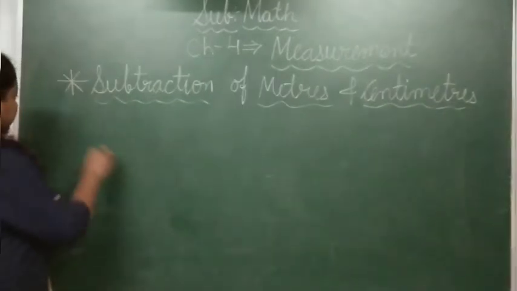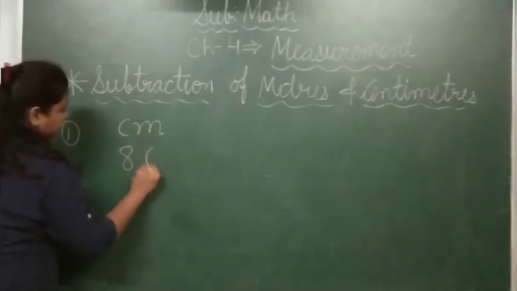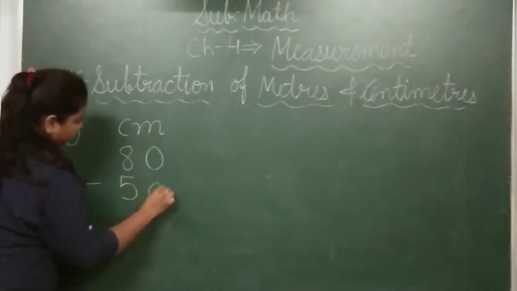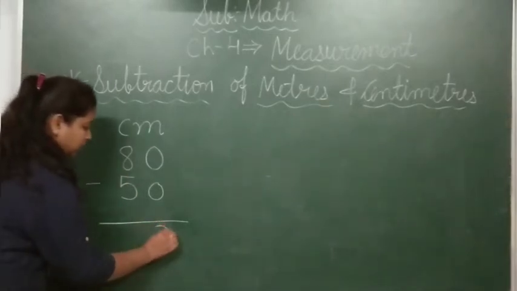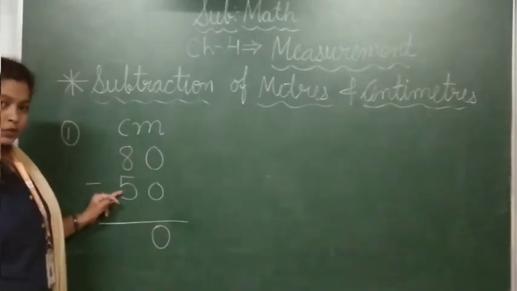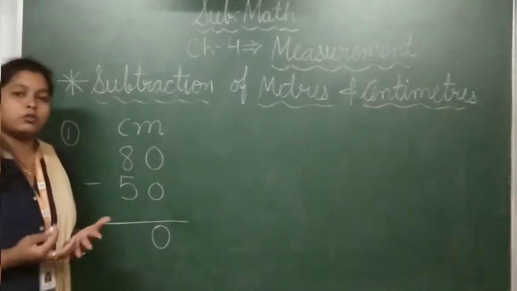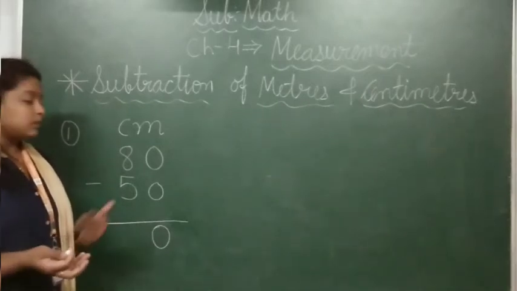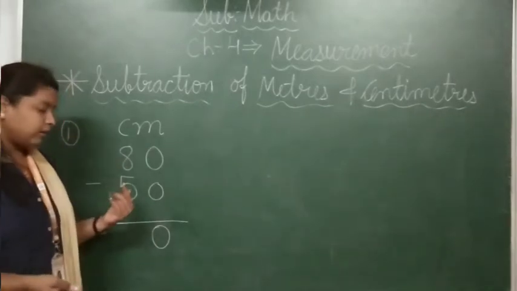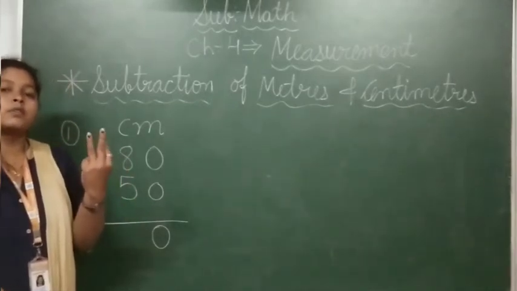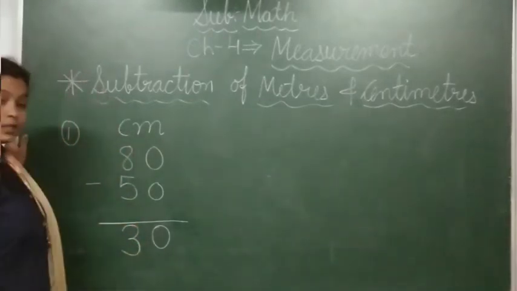Okay students? The first example I will write in centimeter. So it is 80 minus 50. So how will you subtract this? 0 minus 0 gives you 0, and 8 minus 5. You can count backward as well as on your fingers. Keep 8 in your mind and count back 5 numbers: 7, 6, 5, 4 and 3. So 3 will be there. So 30 is your answer.